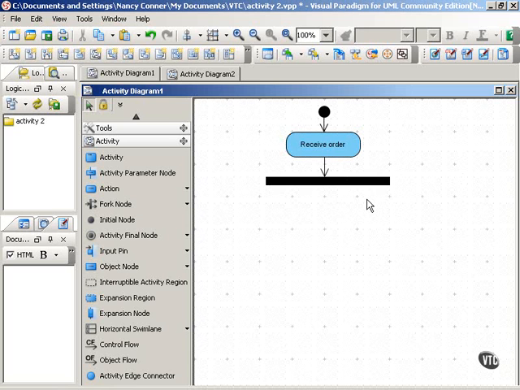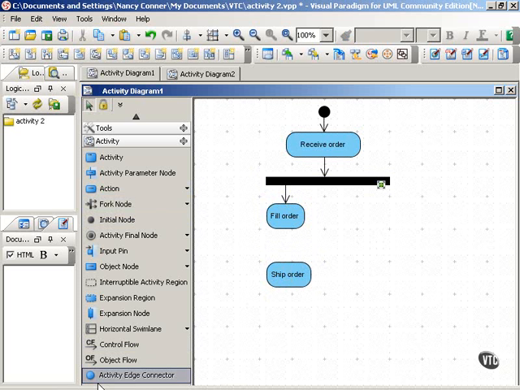When an order comes in, the order fulfillment people spring into action, as we saw in the other diagram. They fill the order, and they ship the order. And we'll put in some flows here to show how one step leads to another. Now here for ship order, we could show the decision point and the expedited or regular shipping that we had in the other diagram, but we'll just keep things simple.